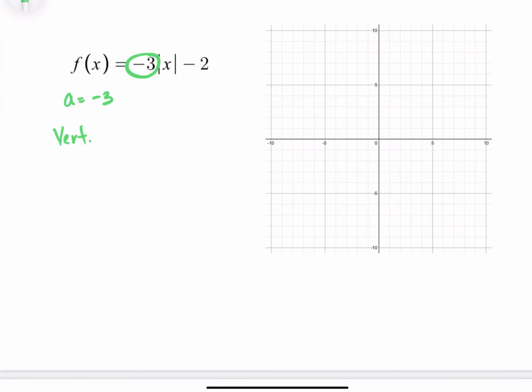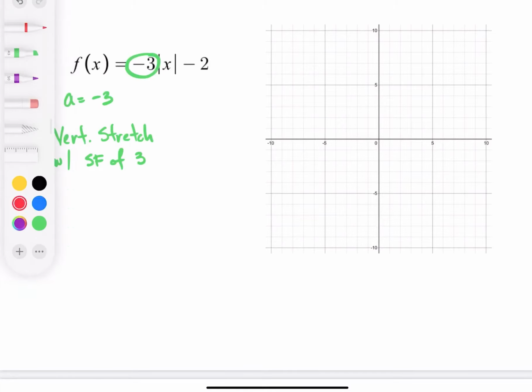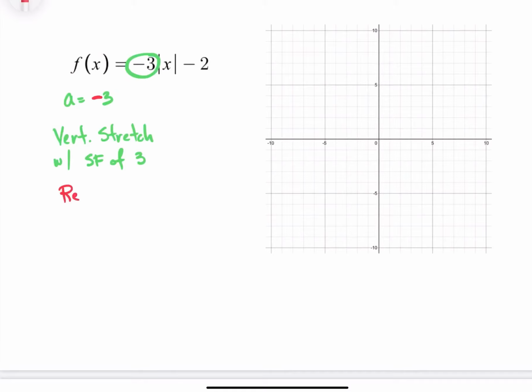So we have a vertical stretch with a scale factor of 3, not negative 3, but 3, because the negative sign is actually telling us that we have a reflection. So we have a reflection over the x-axis. So now we know that our graph is not opening up anymore, but it's opening in a downward direction.